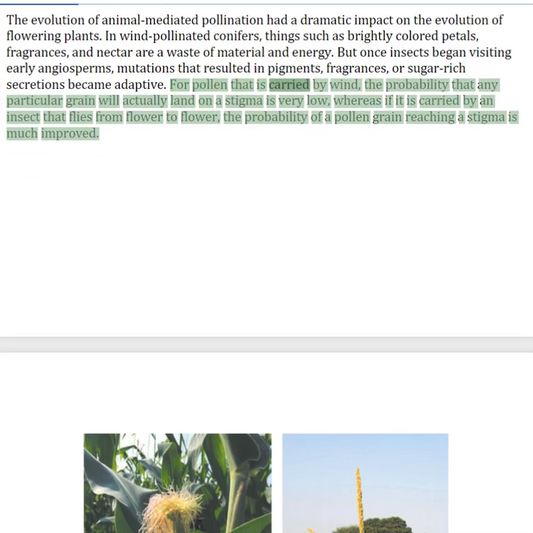For pollen that is carried by wind, the probability that any particular grain will actually land on a stigma is very low, whereas if it is carried by an insect that flies from flower to flower, the probability of a pollen grain reaching a stigma is much improved.